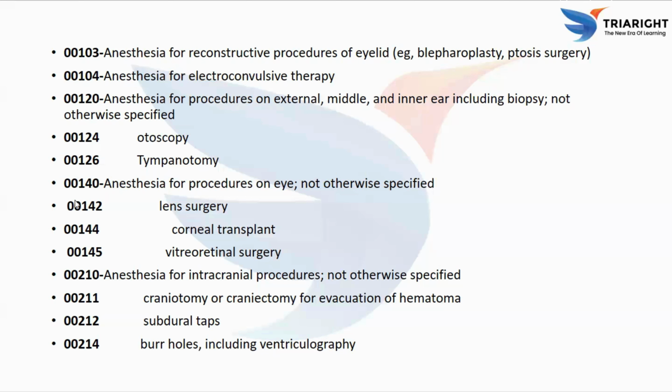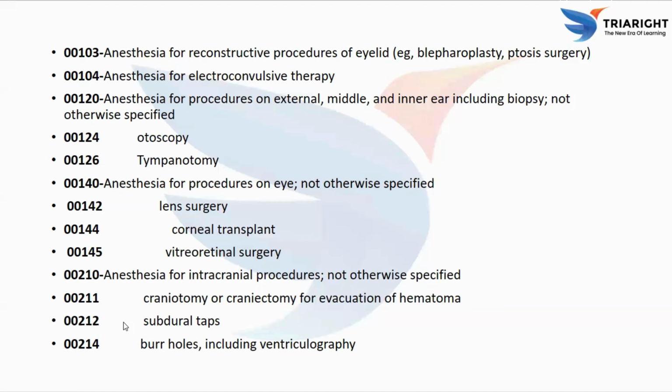So 00140 is for eye procedures which are general. This 00140 is used when the eye procedure is not specifically listed elsewhere. Next is 00142, lens surgery. This is generally used for cataract surgery and lens replacement. The 00144 code is used for corneal transplant, so replacing a damaged cornea. 00145 is vitreoretinal surgery. This is used for retinal surgeries and vitreous body procedures.